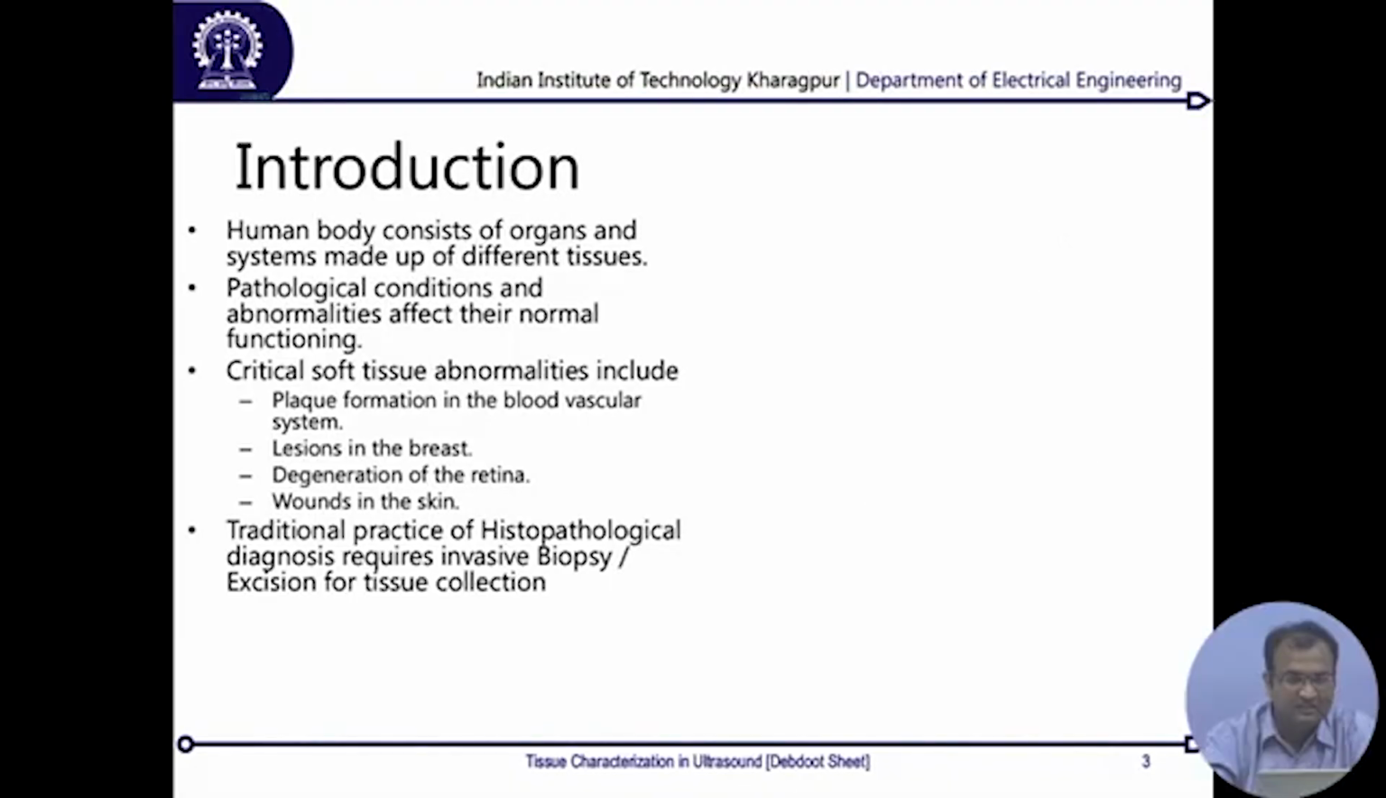Now the traditional practice for understanding any sort of soft tissue abnormality is to do a biopsy-based investigation, also called a histological investigation. This is an invasive way in which you surgically or some other way remove a part of the tissue from your body. A small cut is made and the tissue is removed, then it's processed, put on a glass slide and put under a microscope for detailed microscopic observation.